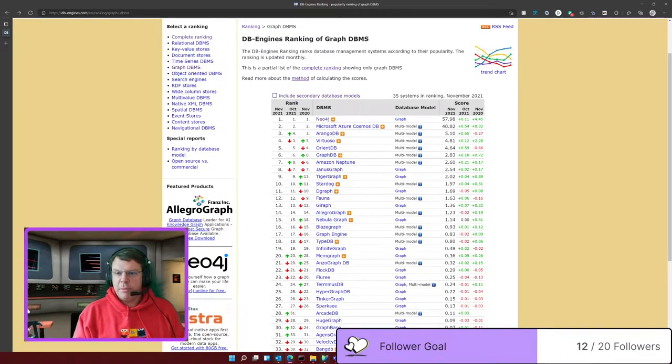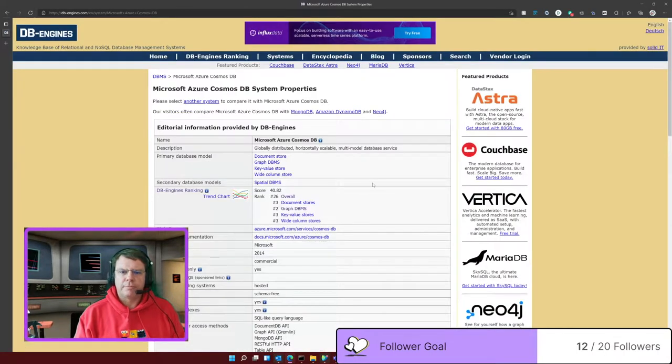So that's Neo4j. And you can see by their score, these top two, in particular Neo4j and then Microsoft, they're way out in front of the others in terms of their overall score. It's not even close. And Neo's got a significant lead over Microsoft's Azure Cosmos DB. So let's look at Azure. Let's see what information they give us here.